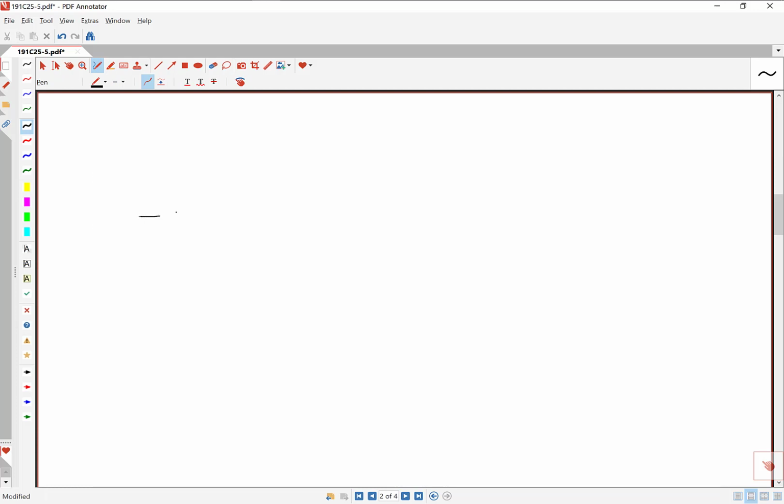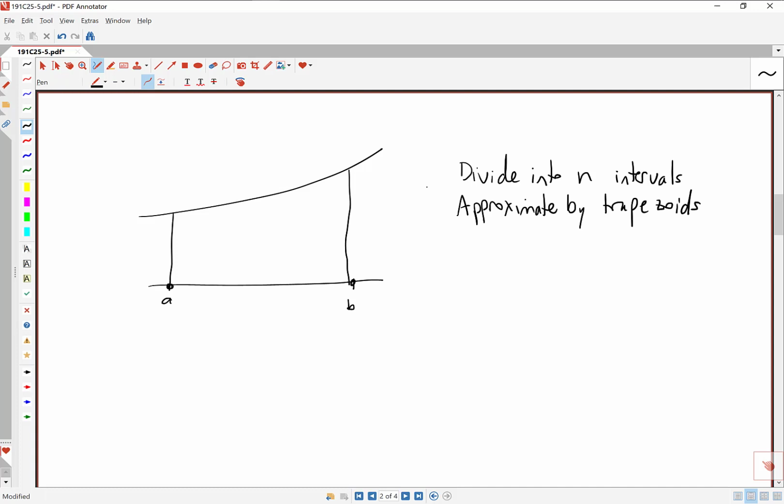So we're talking about the area under a curve over a certain section of the x-axis. So let's say this is x equals a, x equals b here, and we're trying to approximate this area under the curve. So what we're going to do is divide our area into n intervals, and we're going to approximate the area by trapezoids. A trapezoid is sort of like a rectangle, except the heights on the two sides are different. So a trapezoid looks something like that.